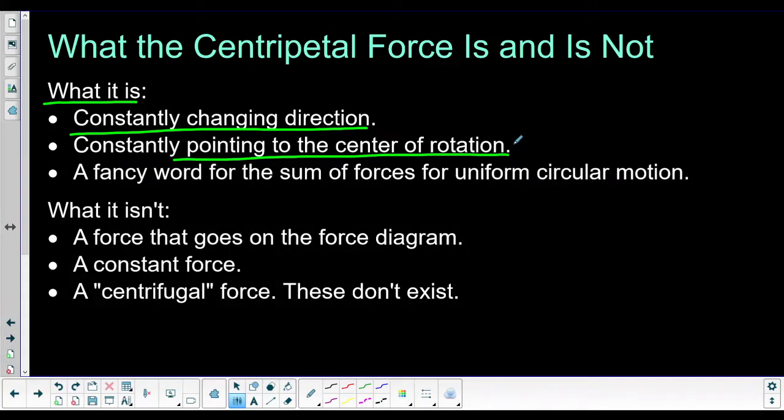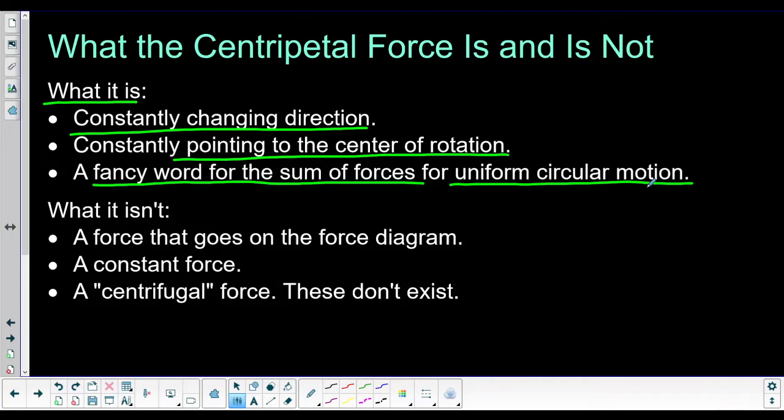And the centripetal force is just a fancy word for the sum of forces for uniform circular motion. We'll get to what it is in a second, but it's just a fancy word for the sum of forces when we're doing uniform circular motion.